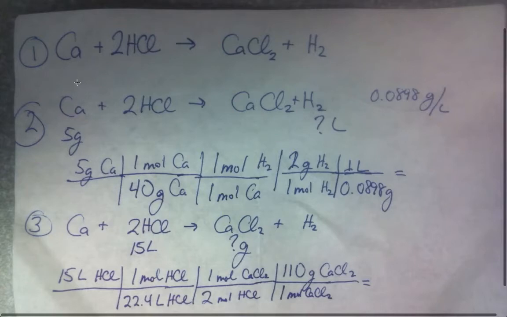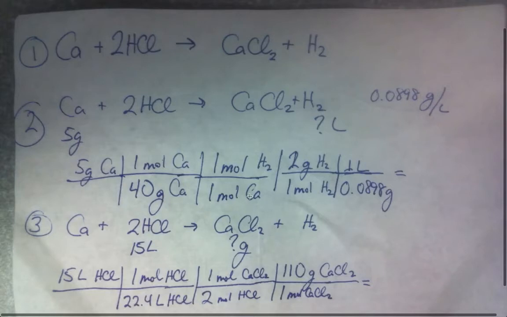For the second part, you're given 5 grams of calcium, and you were told to find how many liters of hydrogen gas. For your equation, you start off with 5 grams because that's what you're given. Convert calcium to moles by using the periodic table. The periodic table will tell you that calcium is around 40 grams per mole. So now grams of calcium are canceled out. You have now what's left, a mole of calcium.